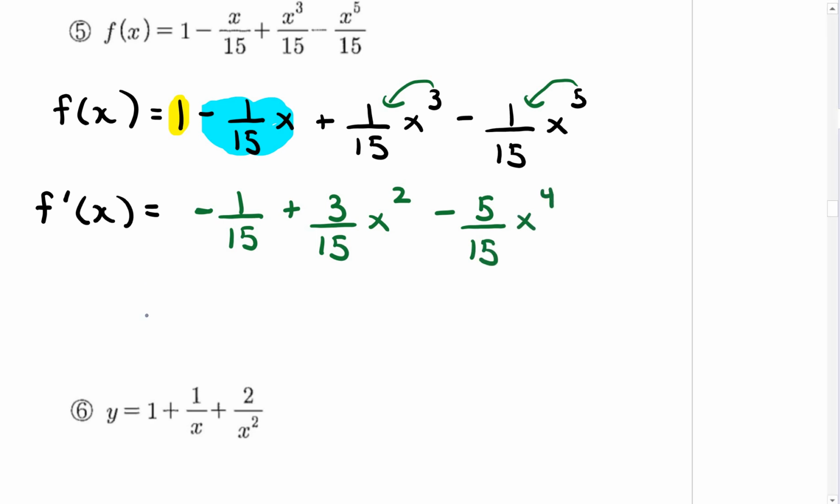And if you want, I guess it's good to take one extra line here just to simplify this. So 3 over 15 is going to be 1 over 5 x squared minus 1 over 3 x to the power of 4. And there's your final answer for number 5.